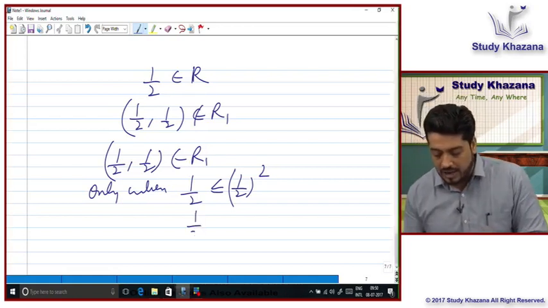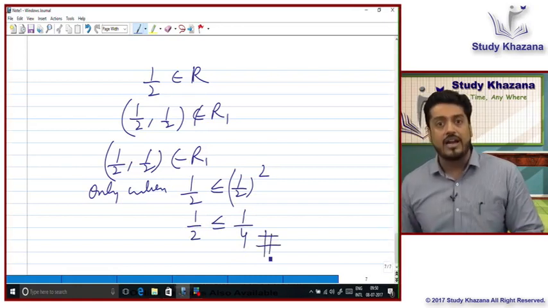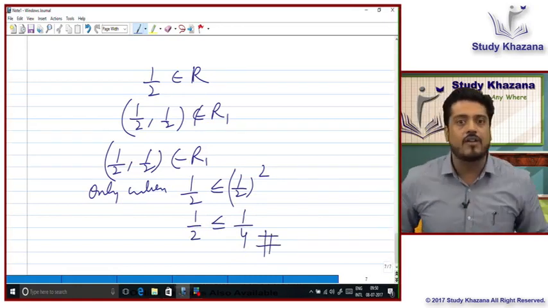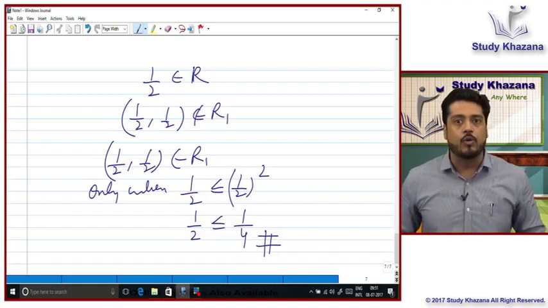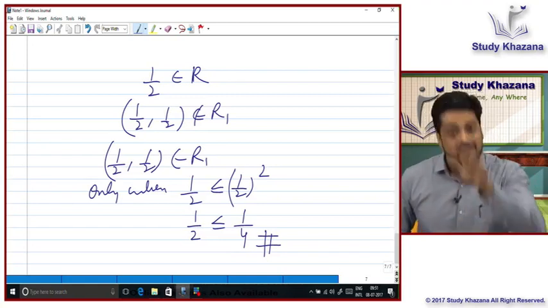But this will lead us to half less than or equal to 1 by 4, which is a contradiction in mathematics. Why? Because 1 by 4 is not greater than 1 by 2. It is in fact less than 1 by 2. Because you know that in a quotient, when we increase the denominator, the number gets lesser.